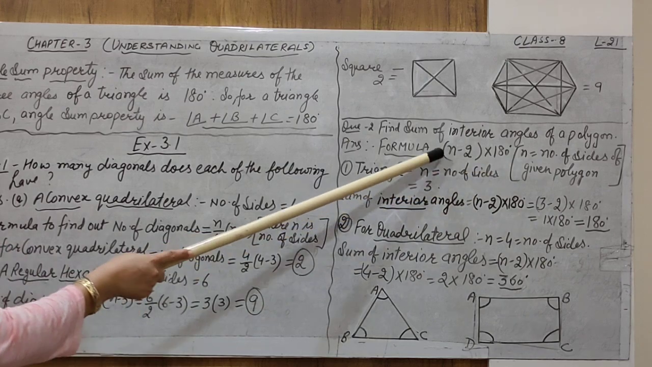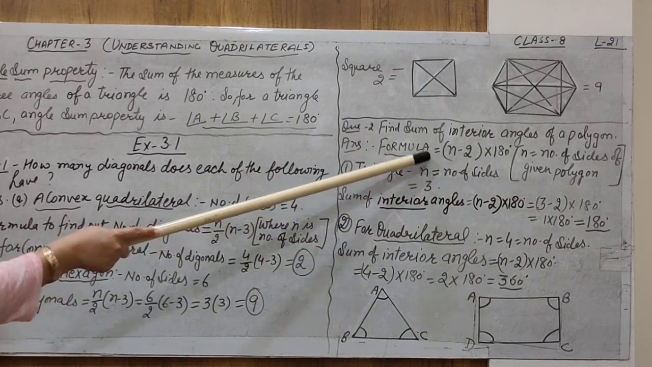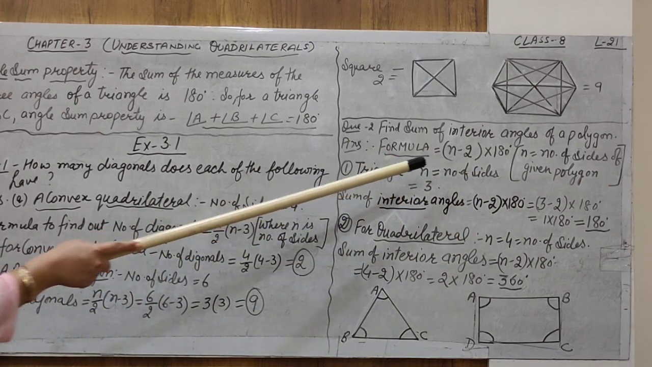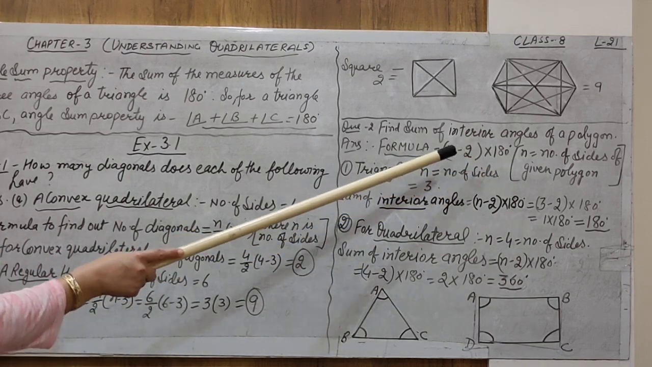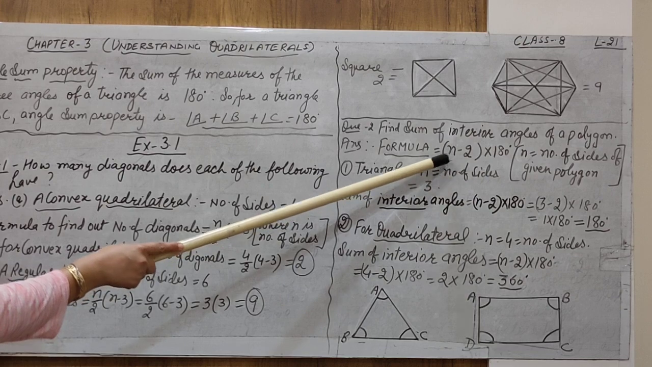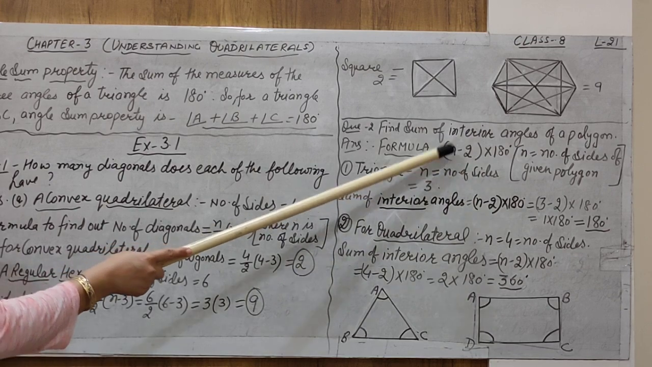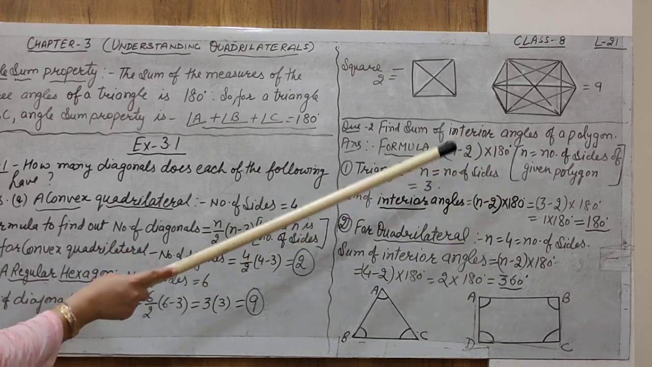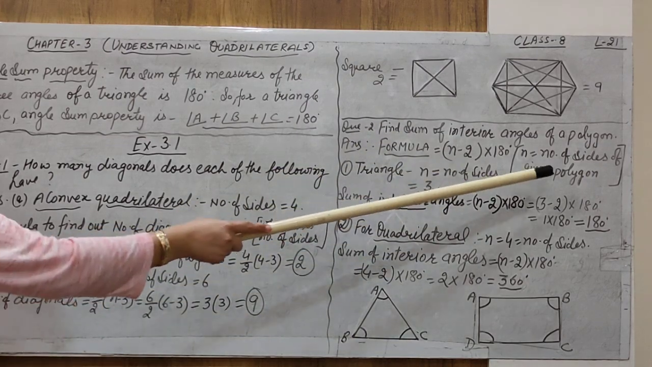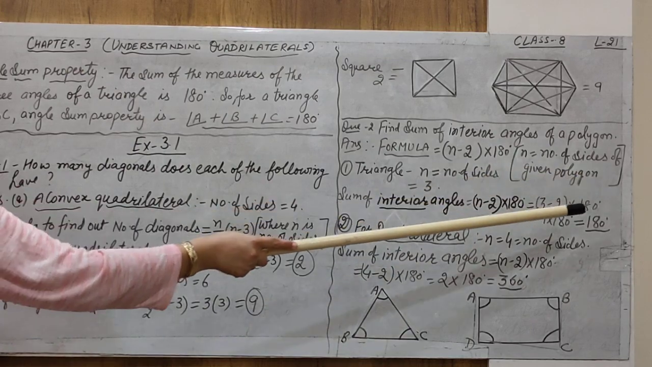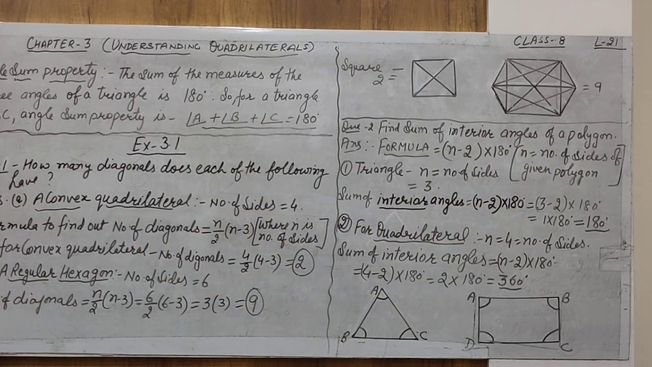Now this is the formula used to find out the sum of interior angles. This is the total sum of all the interior angles of a polygon. Maybe the polygon is a hexagon or heptagon or decagon. For any polygon you can directly find out the sum of interior angles. And what is n here? n is the number of sides of the given polygon.